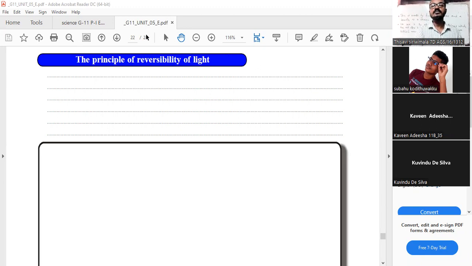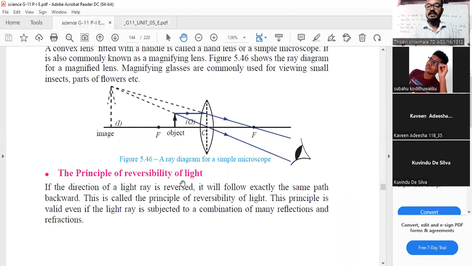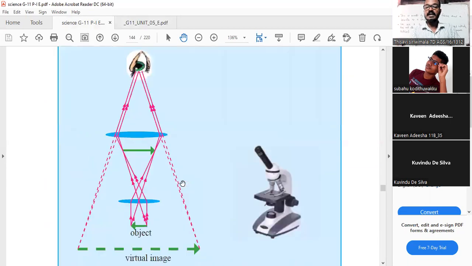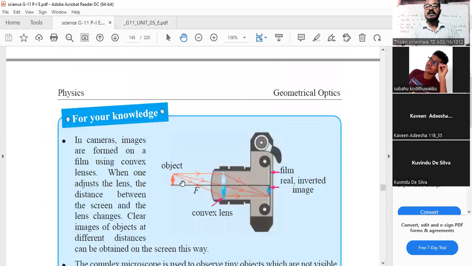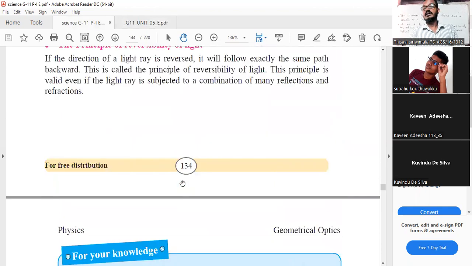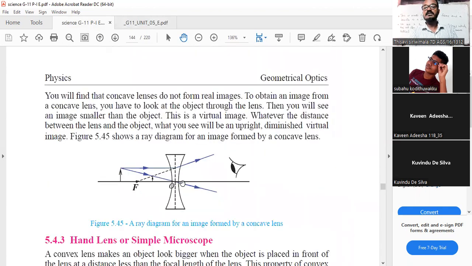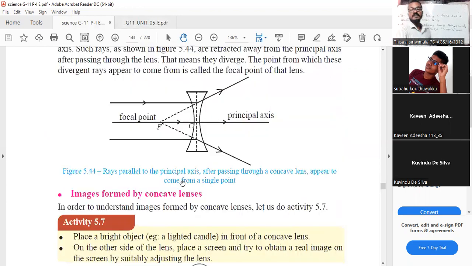Okay, let's look at the principle of reversibility of light. Now according to that, it mentions that when a light ray is going through several optical devices, finally it can be sent back to the starting place when it is reflected back.